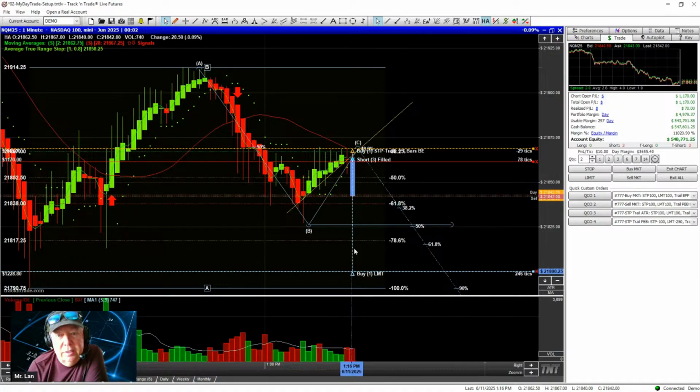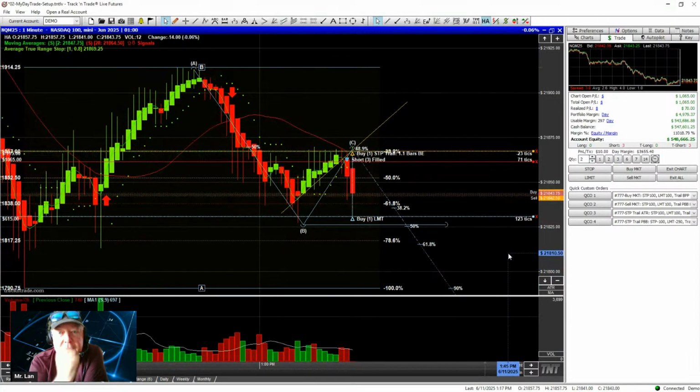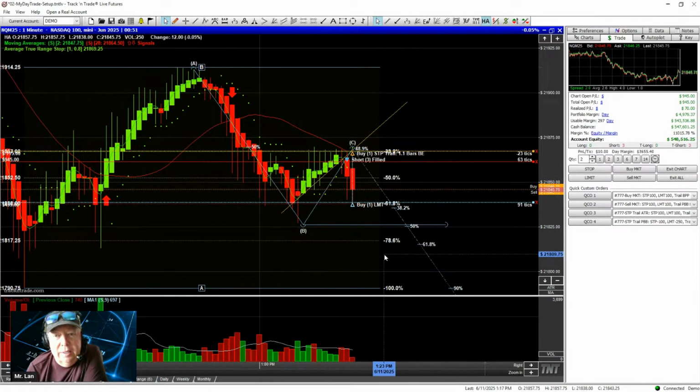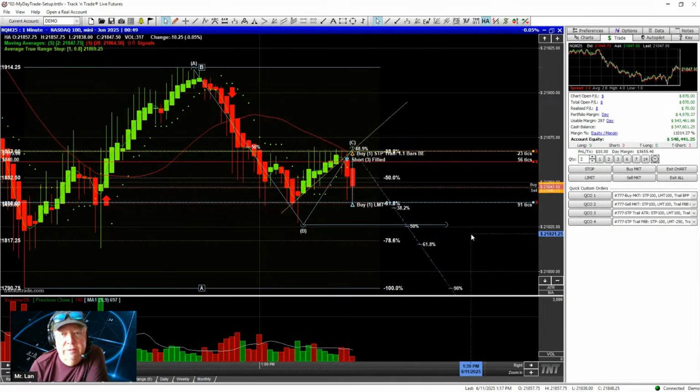Let's come down here and test this low. There's 61.8. We could put that in there. That's a single. We'll put it at 61.8 and take another one off. Hit it. And I didn't get in there soon enough.